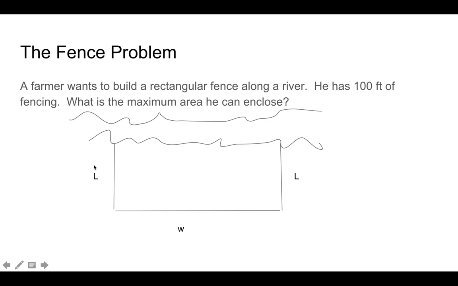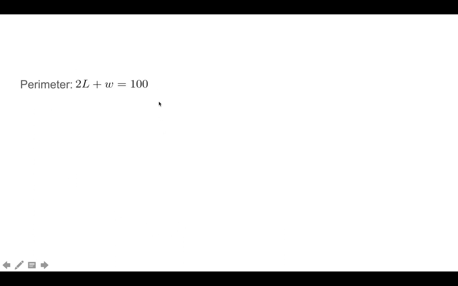Area of a rectangle is just length times width. That's what we're going to try to maximize. So we get our perimeter equation. We had 2 sides of length L plus 1 side of length W. That has to add up to 100. We want to maximize the area. It's a rectangle. Area is length times width.